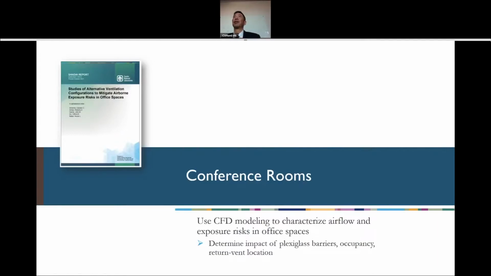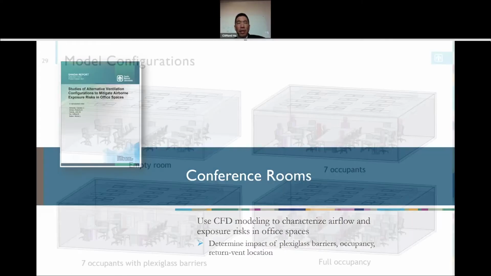So with that Guangzhou study, it basically established the methodology and approach that we were taking for computational fluid dynamics modeling, and gave us confidence. We were able to replicate some of the trends observed, and also the importance of a ventilated fresh air condition. We also looked at conference rooms, and this is also documented in a report that we performed. We used CFD modeling to characterize airflow and exposure risks in office spaces. Our goal is to determine the impact of plexiglass barriers, occupancy, and return vent location.